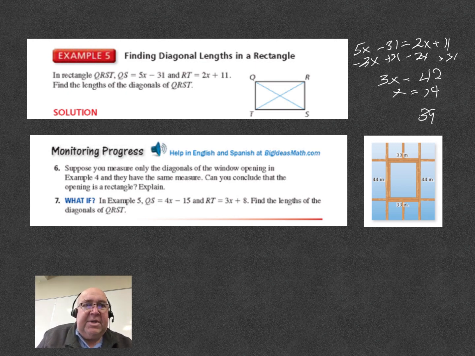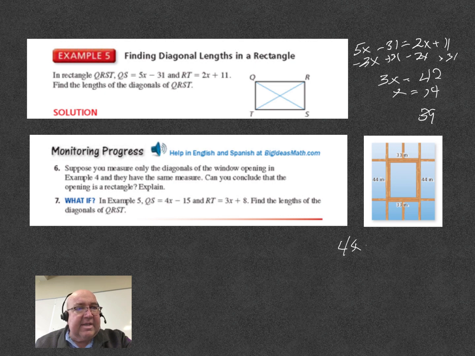Question 6 says, suppose you measure only the diagonals of the window and they're the same. Can we assume they're equal? Actually, we can't if we don't know the measures of the sides. So we have to have both, either that the sides are parallel or that they are equal length along with that diagonal. So example 5, we're going to switch those measurements up.